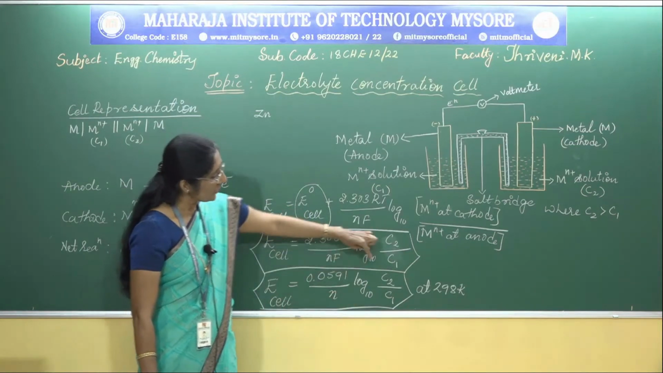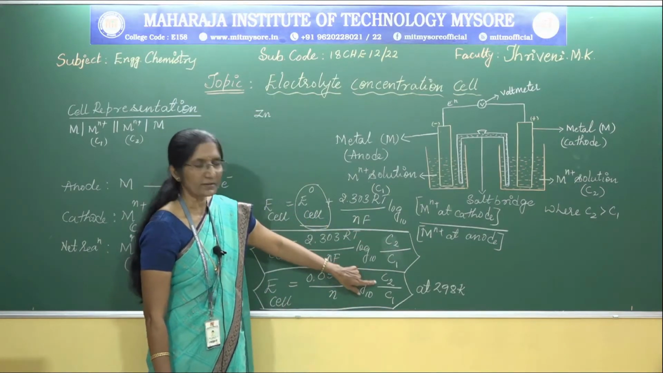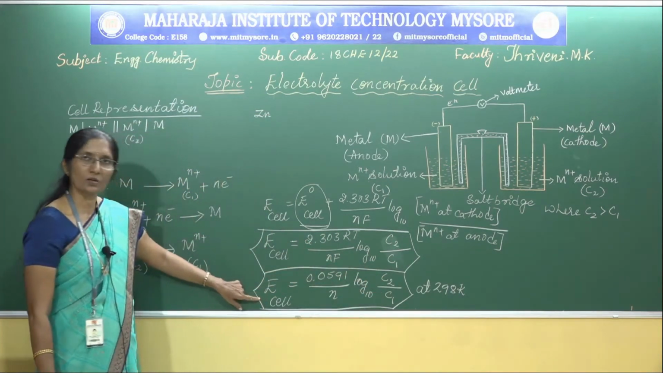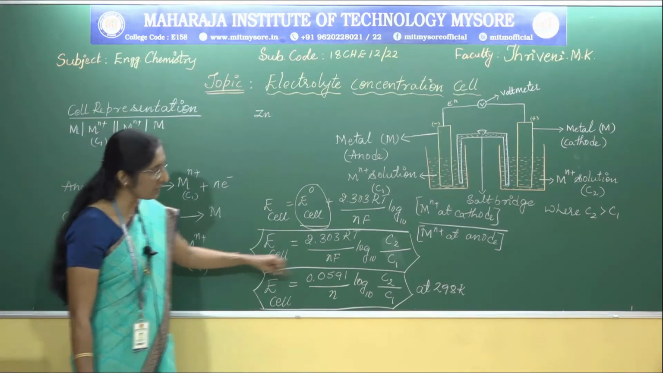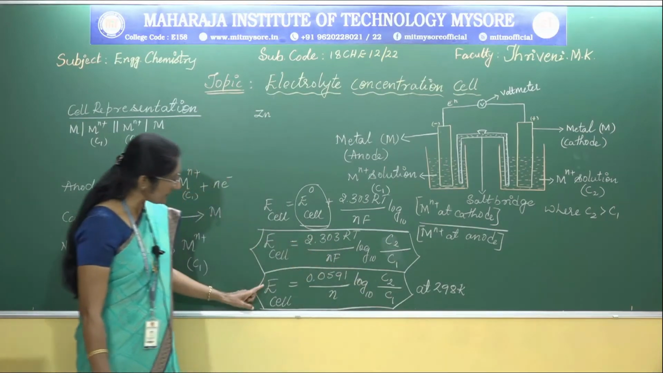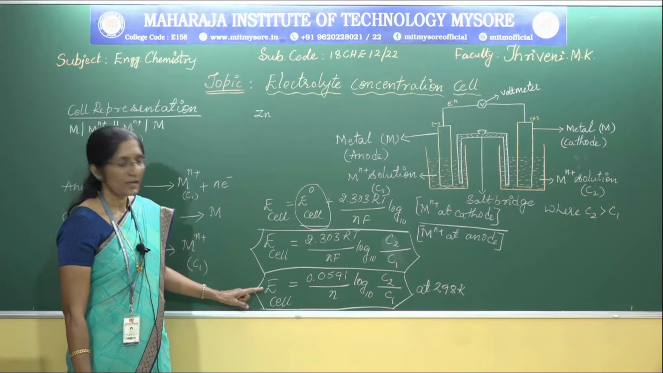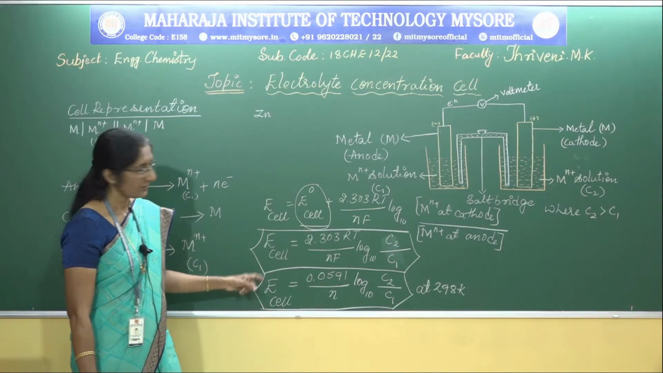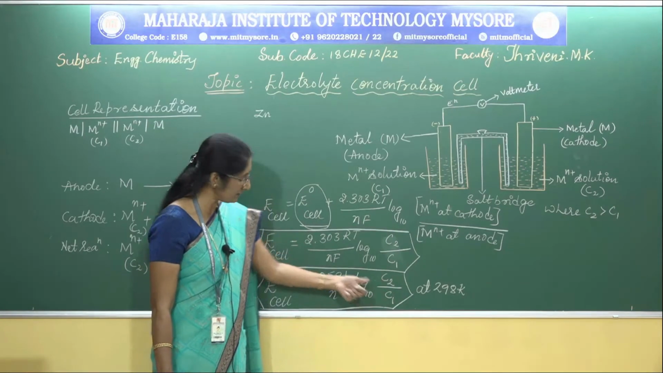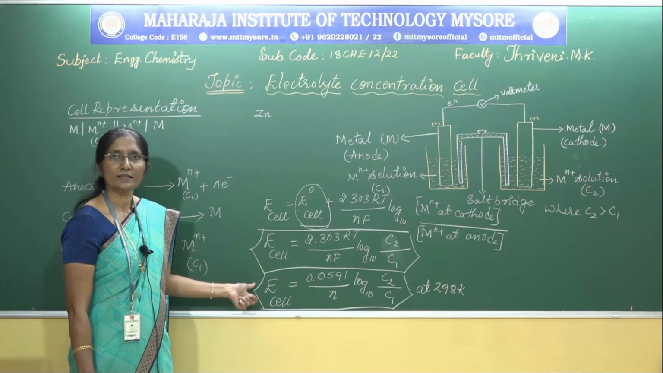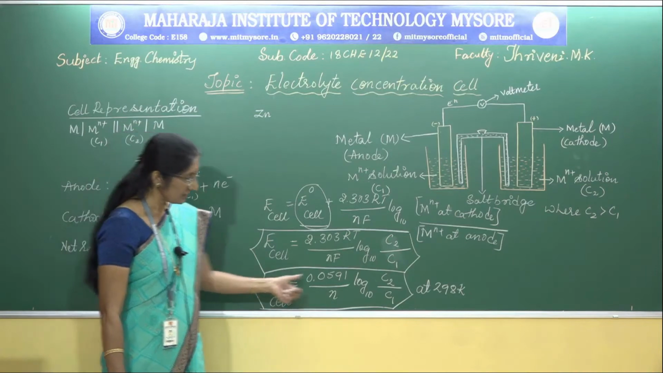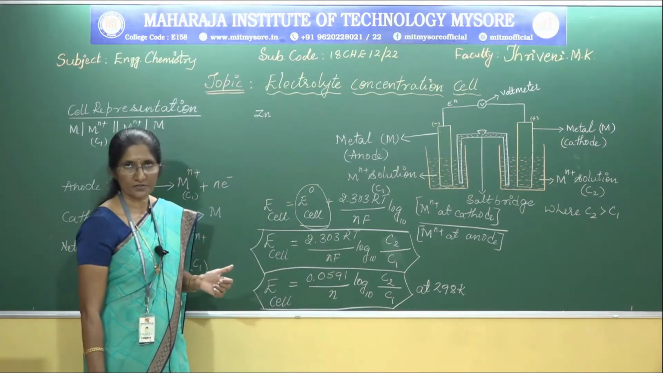Observe this equation. When C2 is greater than C1, E cell is always positive. That means there will be a spontaneous reaction. When C2 is greater than C1, the E cell value is always positive and the cell reaction is spontaneous. If C1 is greater than C2, in that case the E cell value is negative and there is no spontaneous reaction.